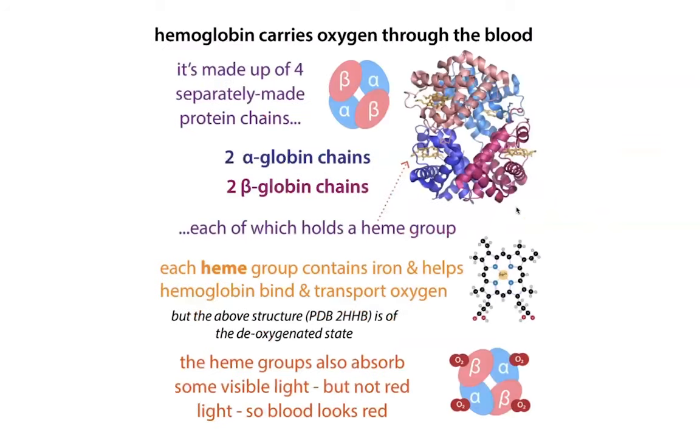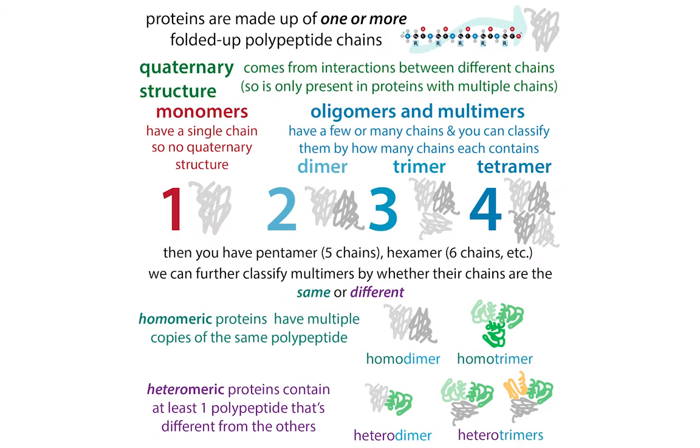So now let's look at an actual example, a really, really crucial example: hemoglobin, which carries oxygen through the blood. So hemoglobin is made up of 4 separately made protein chains. So what do we call this when we have something like this? There's a term that we've been talking about. This is going to be an example of a multimer. So basically, a multimer is when you have multiple chains in a protein, and the interactions between those chains, we can think of them as representing quaternary structure.